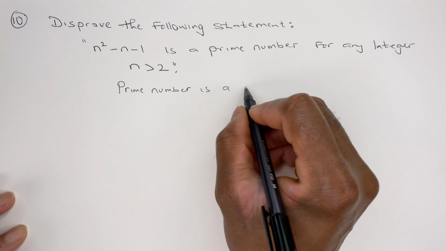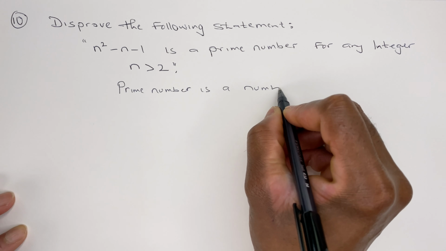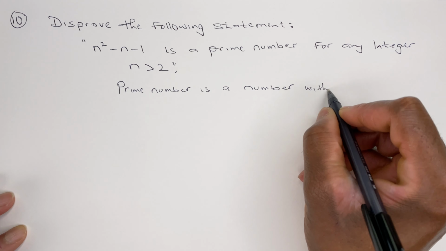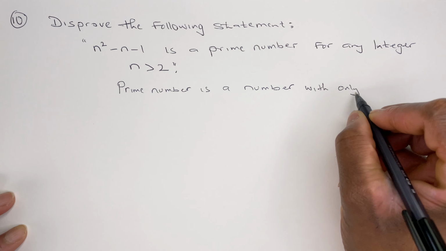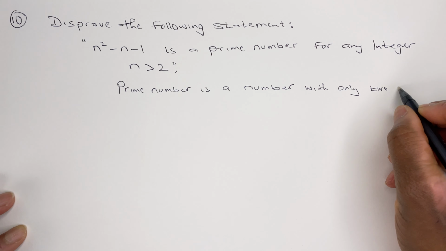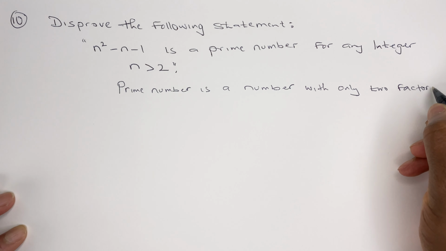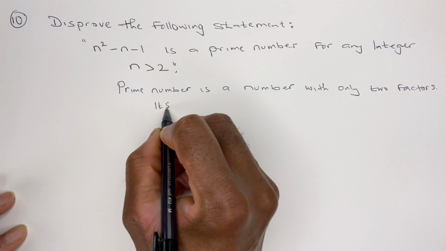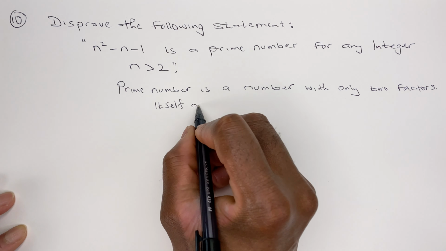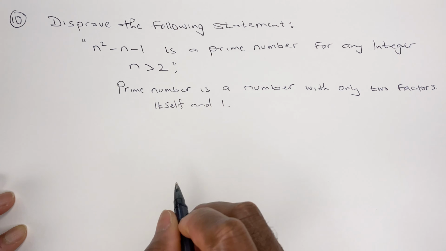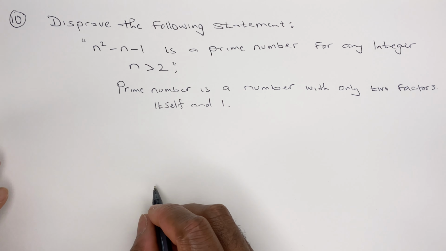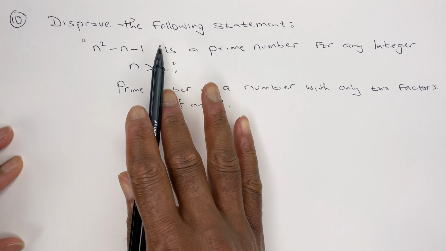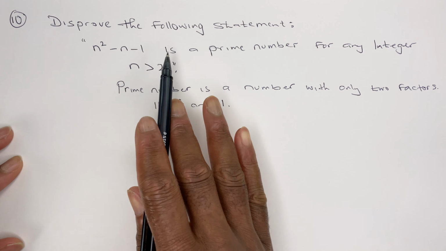A prime number is a number with only two factors: itself and 1. So in this case, the only way to prove this is to try some values.